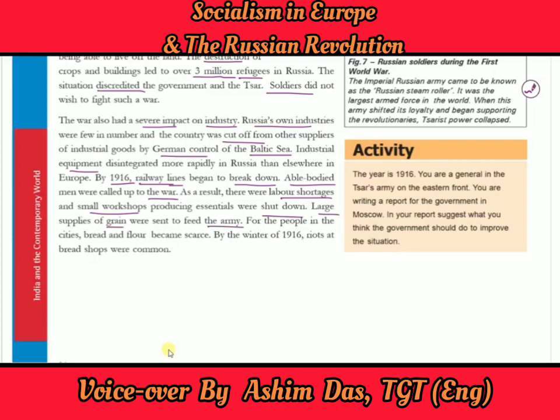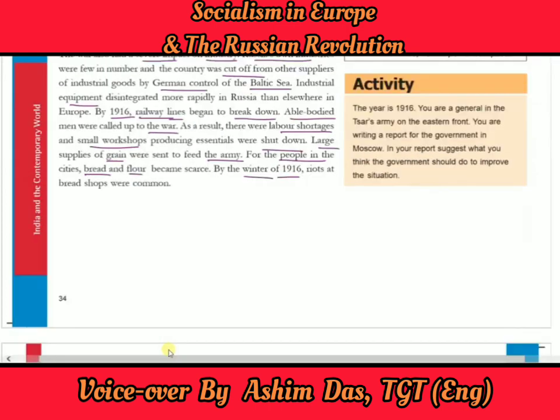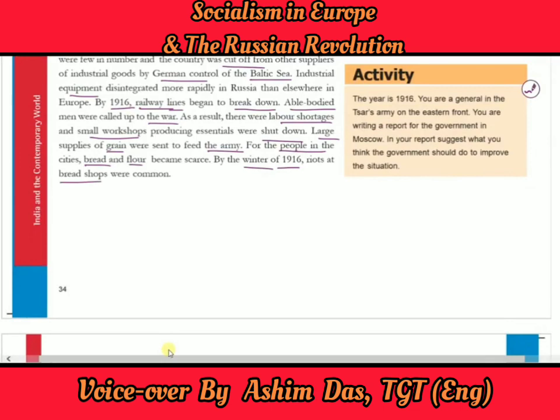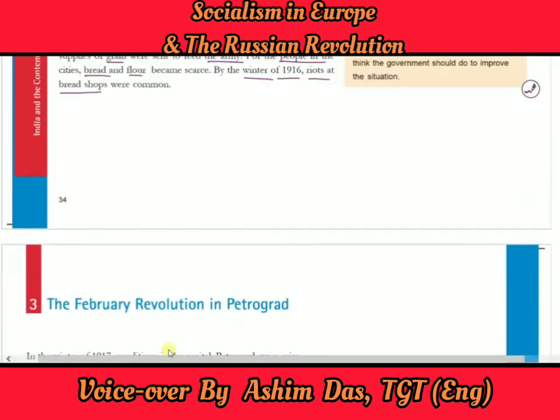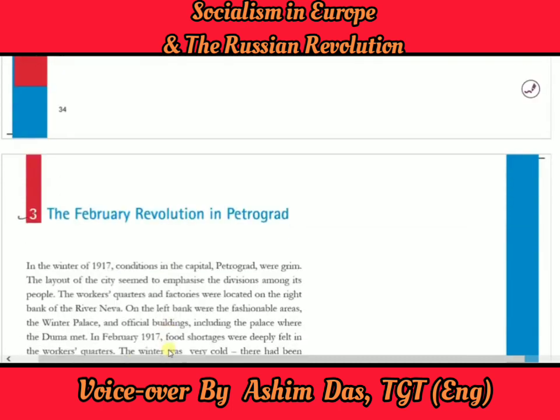Large supplies of grain were sent not for the people but to feed the army. That is why the workers could not get food also. For the people in the cities, bread and flour became very scarce. There was no bread and no flour for the people and the workers to eat in the cities. By the winter of 1916, riots and fights at the bread shops were common. People were fighting for pieces of bread. So this is what happened at the time of the First World War.